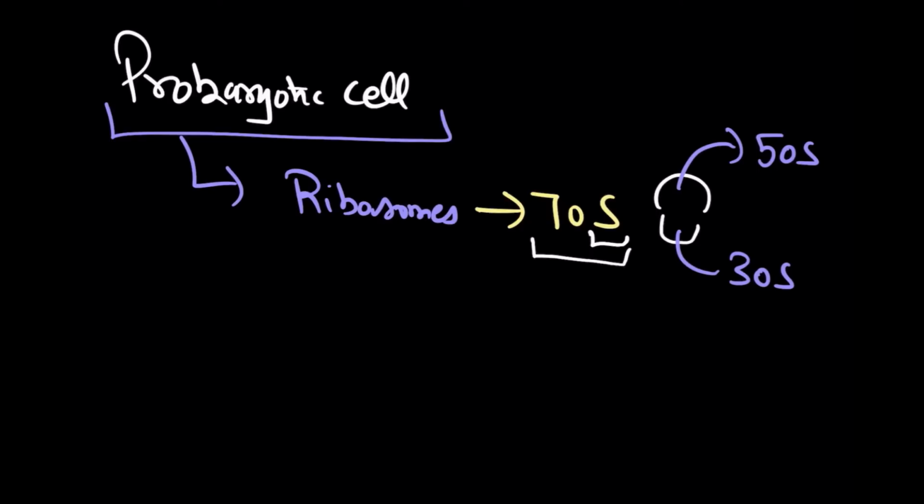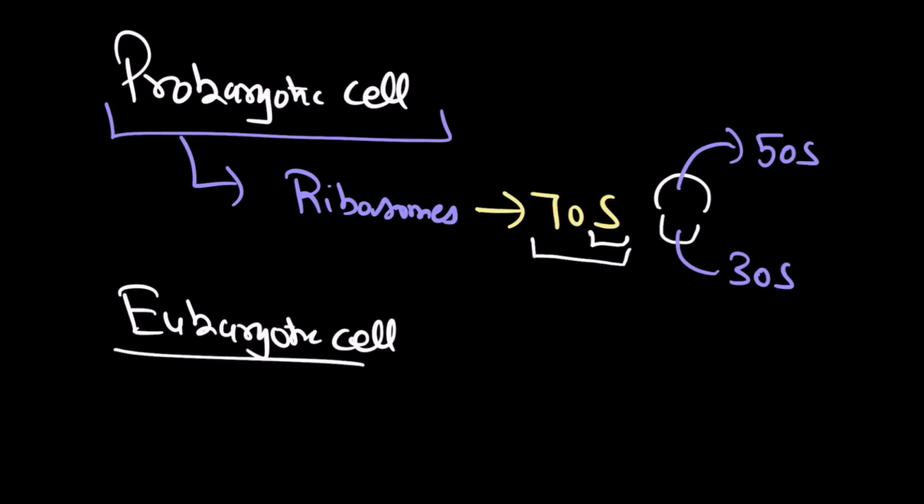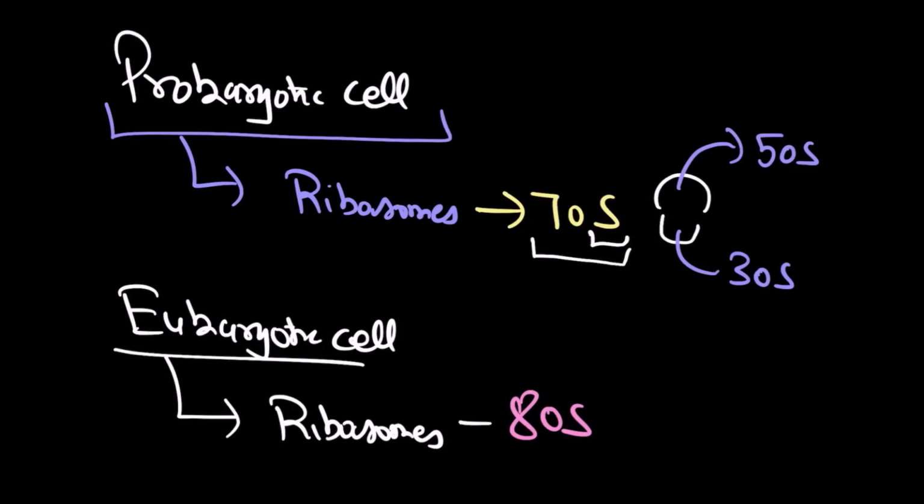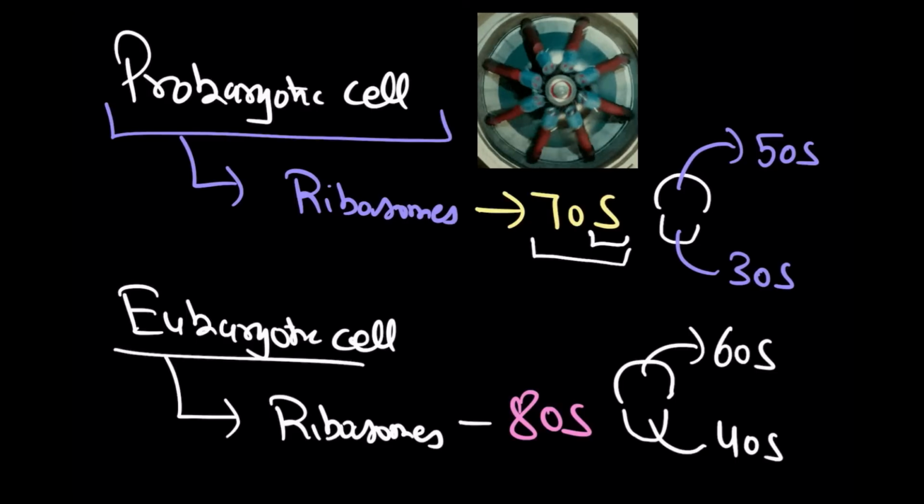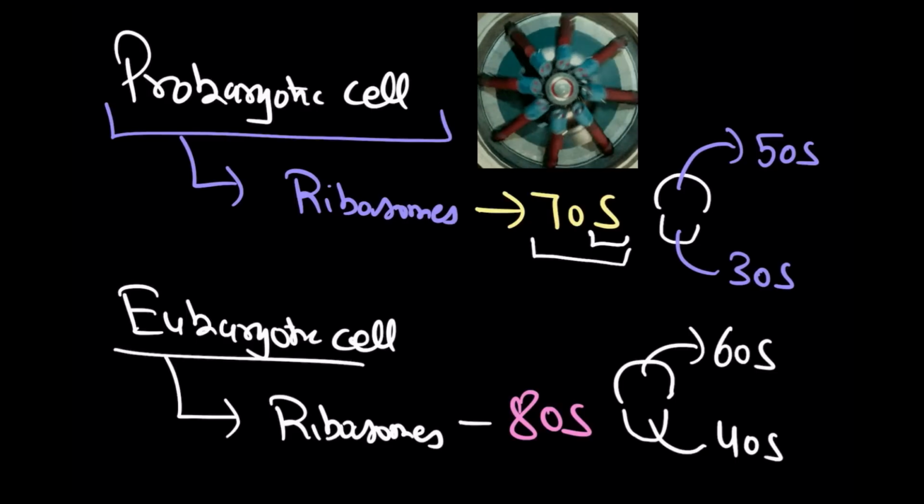And if you see the case of a eukaryotic cell, in eukaryotes the ribosomes are of 80S type. Here also you have one large subunit and another small subunit, and the large subunit is of 60S type and the small subunit is of 40S type. Remember, this is the Svedberg unit of centrifugation.